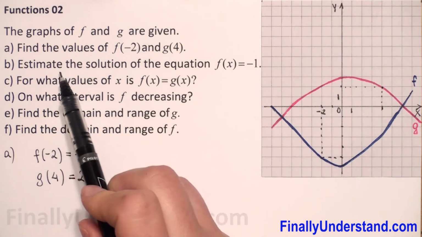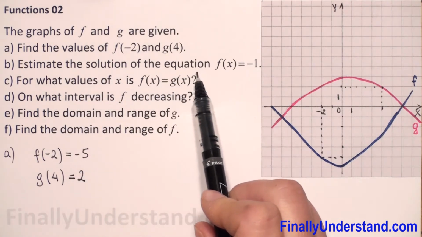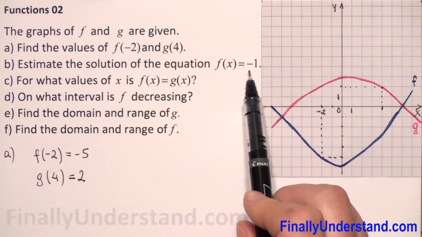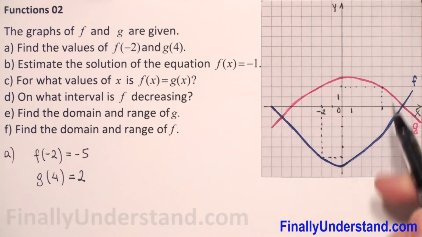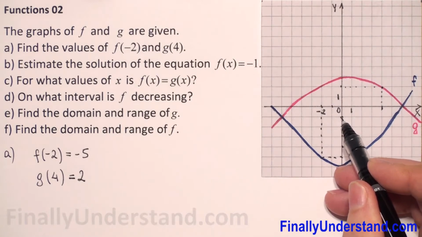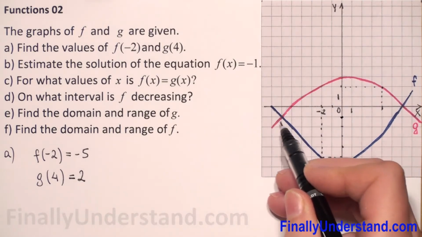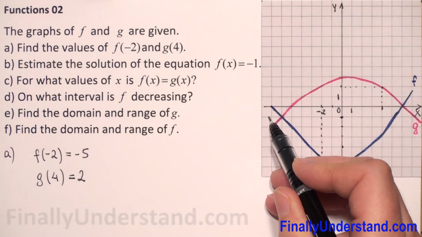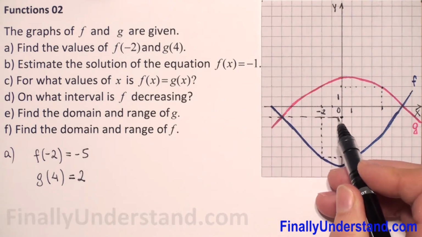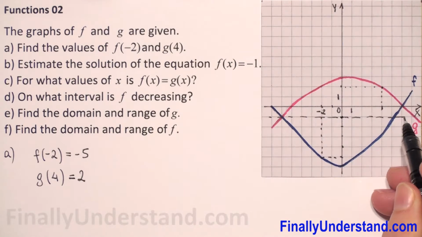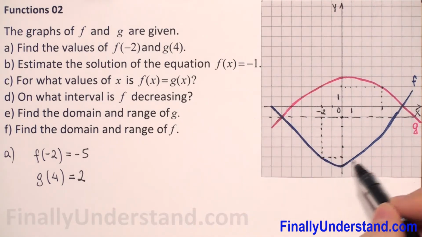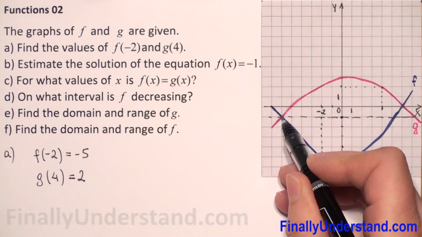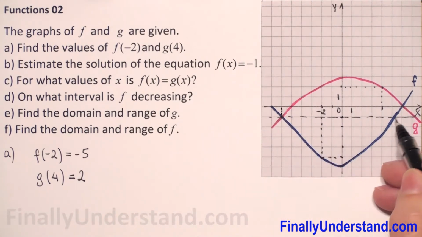Now we have to estimate the solution of the equation f of x equals negative 1. The value negative 1 is just here. So we have to draw a line parallel to the x-axis and check where this line passes our f function. In this point and this. So let's check.